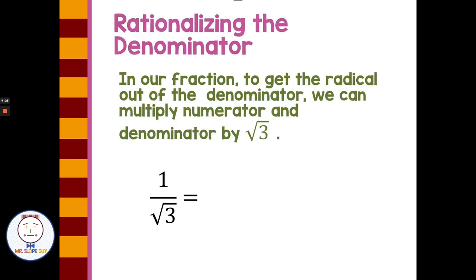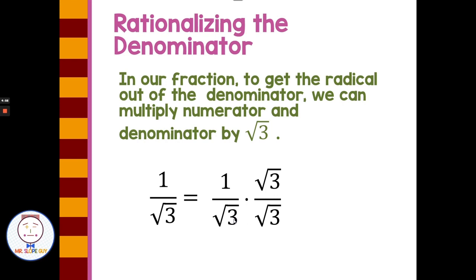So let's say I have 1 over the square root of 3. We can multiply the numerator and denominator both by radical 3, because radical 3 divided by radical 3, anything divided by itself, is 1. So I'm not really changing the value of it, but I can change the form to help get this radical out of the denominator. So on the top, easy. Anything times 1 is itself, so I can just get radical 3.